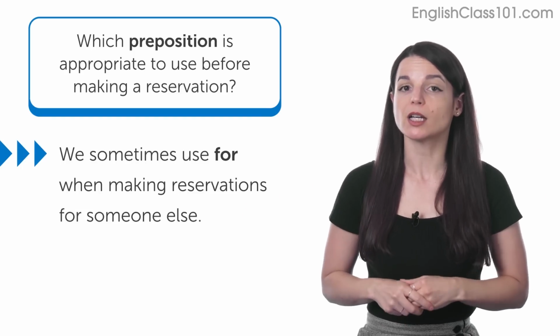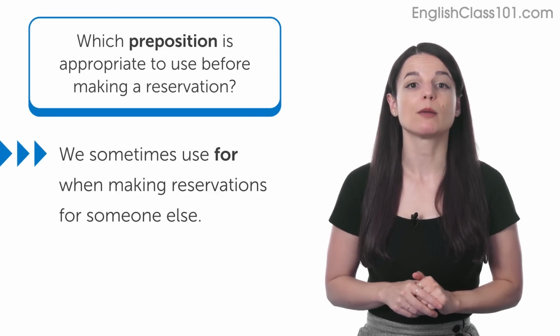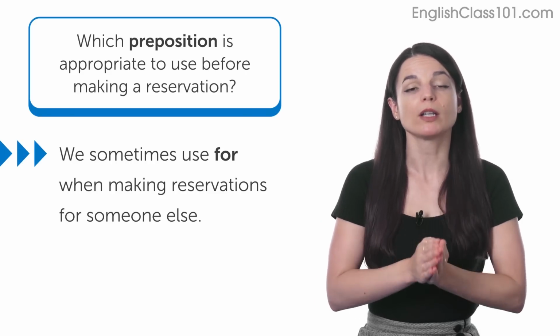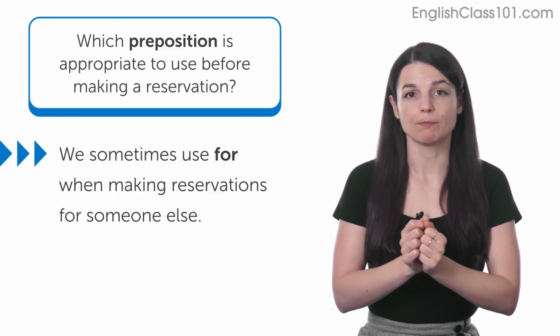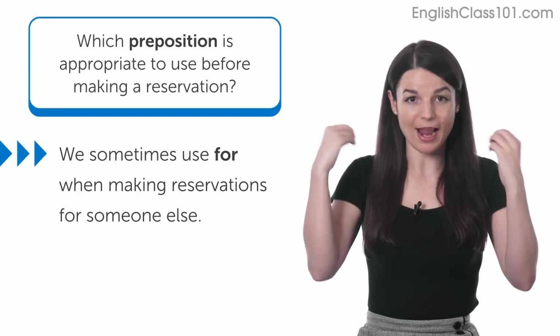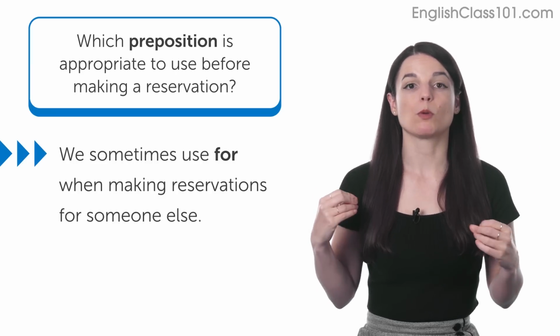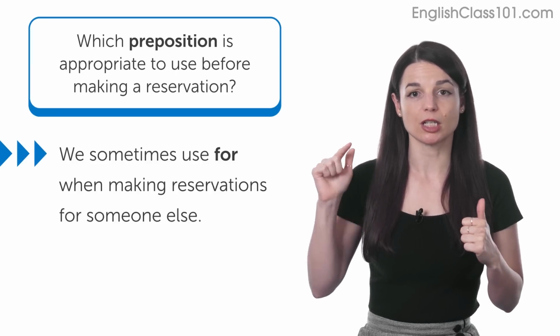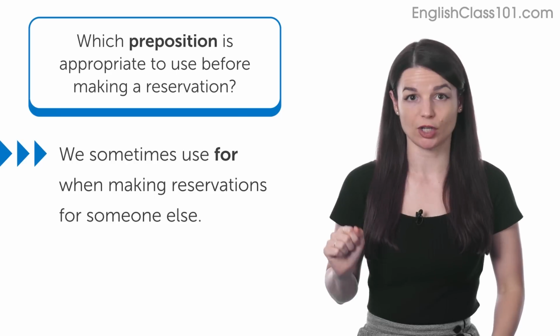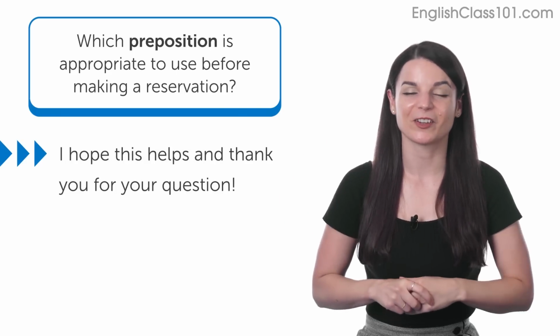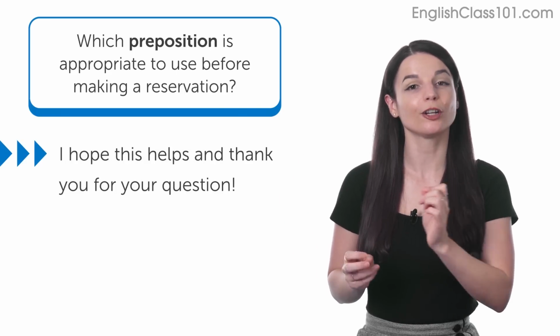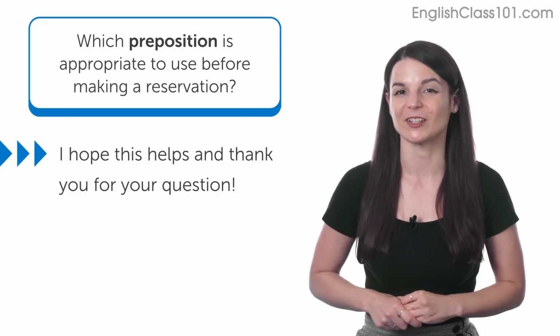But I want to talk about for. We do sometimes use the word for when we want to talk about making a reservation not for ourselves. It's not my reservation, in other words. When we want to make a reservation and the reservation is a different person's reservation. Great, so I hope that this answered your question, and please make sure to use under someone's name when you make a reservation from now on.